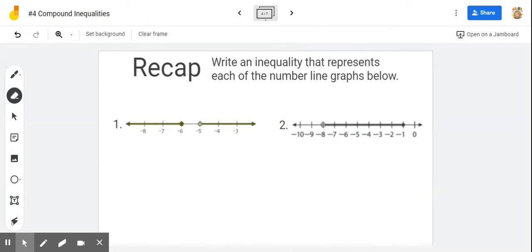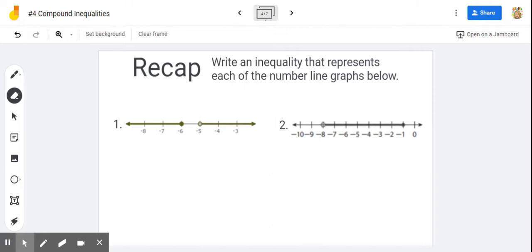Hey there, mathematicians. So we just went over new types of inequalities where you'll see two inequalities drawn on the same graph. So what we did was we recapped a little bit about how you write inequalities.